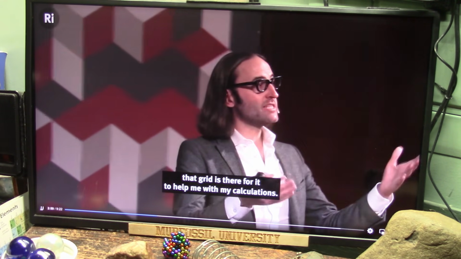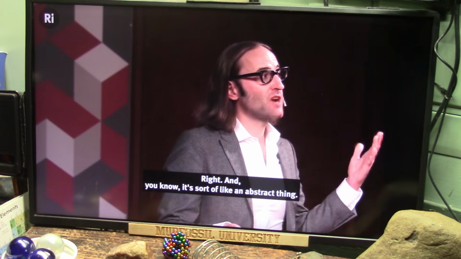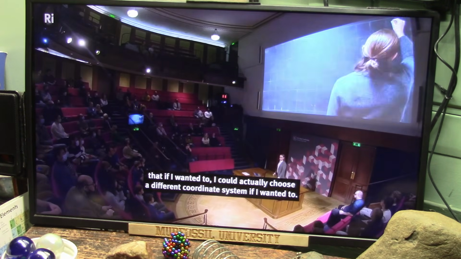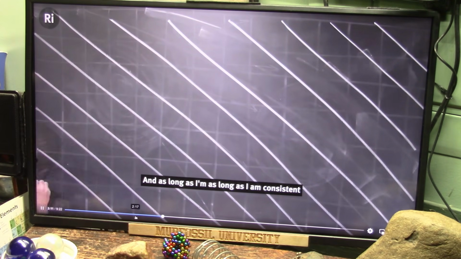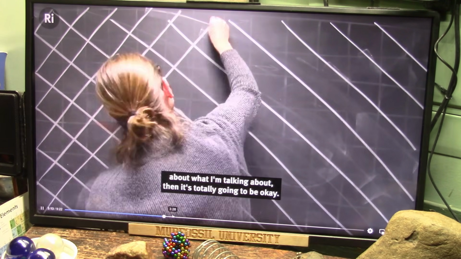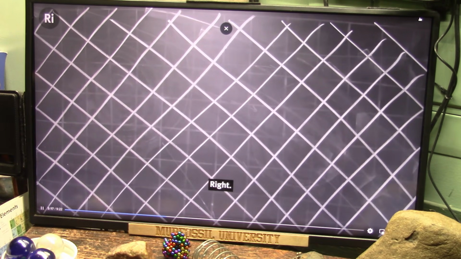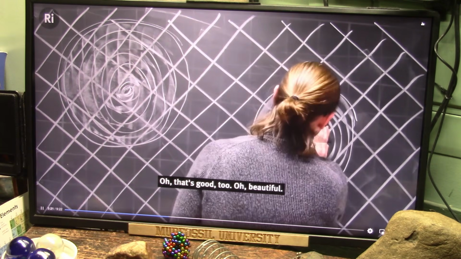Here we go. The grid is there to help me with my calculations, right? And it's sort of like an abstract thing, and it's so abstract that if I wanted to, I could actually choose a different coordinate system, right? And as long as I am consistent about what I'm talking about, then it's totally going to be okay, right? And we'll let this guy finish his work here. Great, very good. Oh, that's good too. Oh, beautiful. He's an artist.